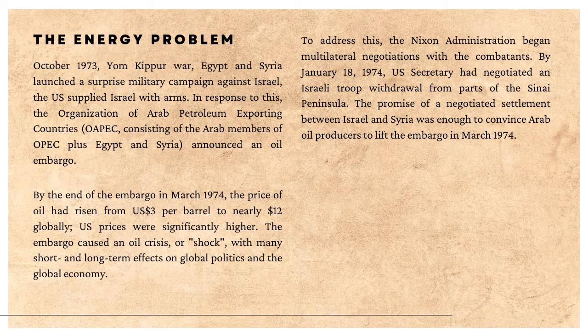The promise of a negotiated settlement between Israel and Syria was enough to convince Arab oil producers to lift the embargo in March 1974. However, the OPEC members agreed to use their leverage over the world price-setting mechanism for oil to stabilize their incomes by raising world oil prices after the recent failure of negotiations with Western oil companies.